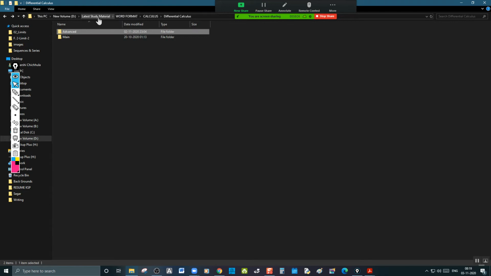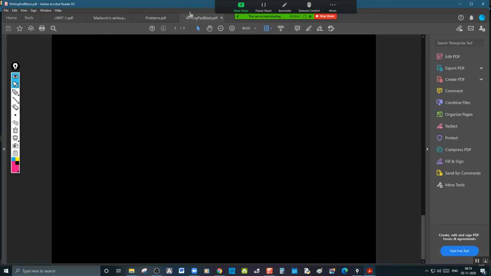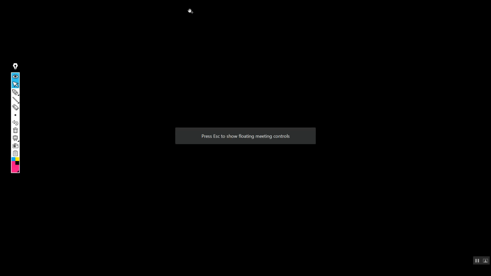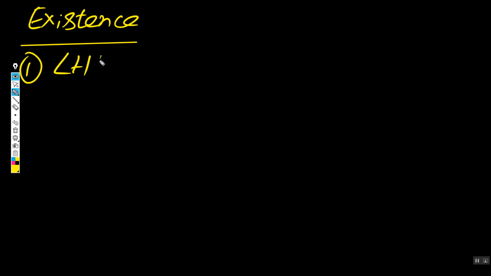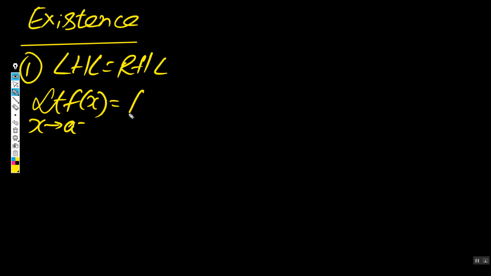Okay, so if you see the definition, existence of the limit is important. So limit exists only when the left-handed limit is equal to right-handed limit. Everyone knows that. I need not tell you that. So limit of f of x as x tends to a minus is equal to limit of f of x as x tends to a plus. Then only the limit exists. Otherwise, we say that the limit does not exist.